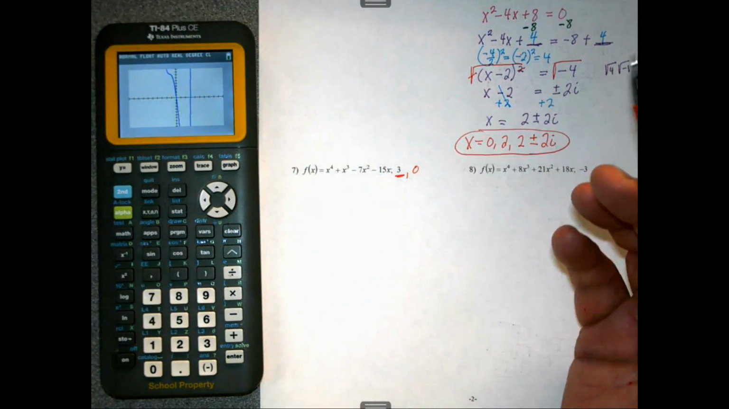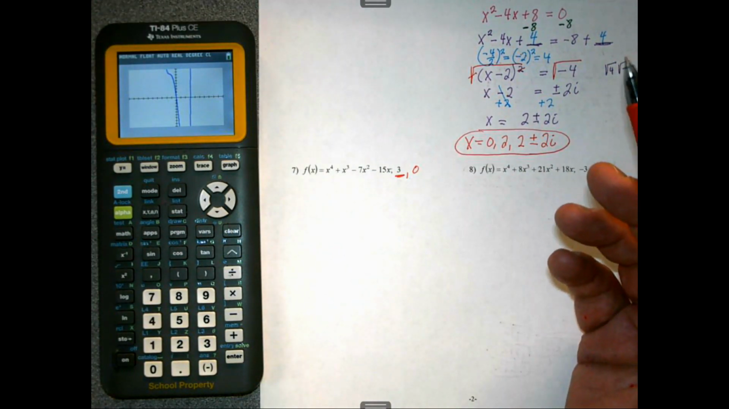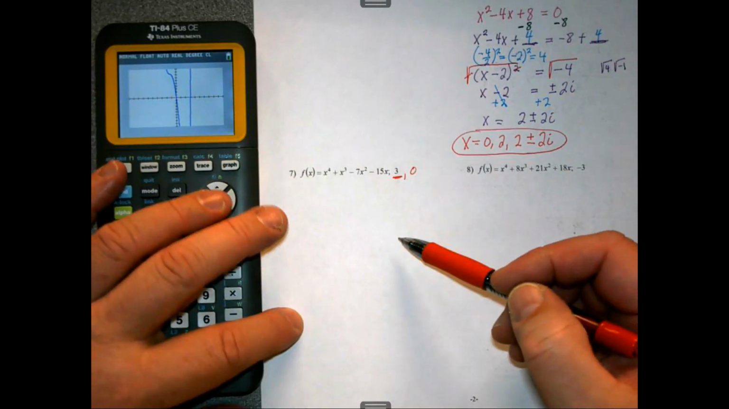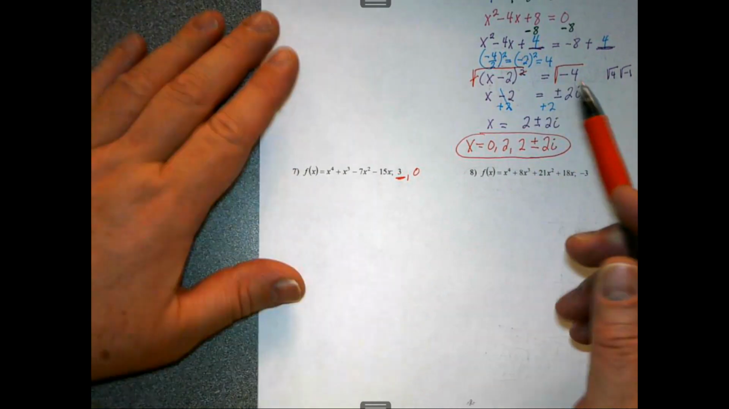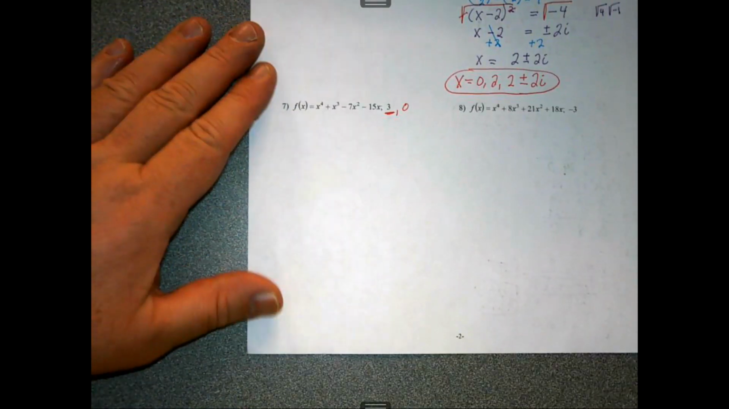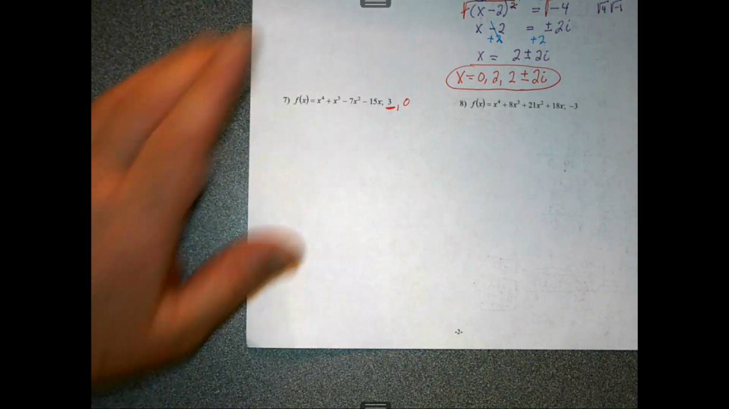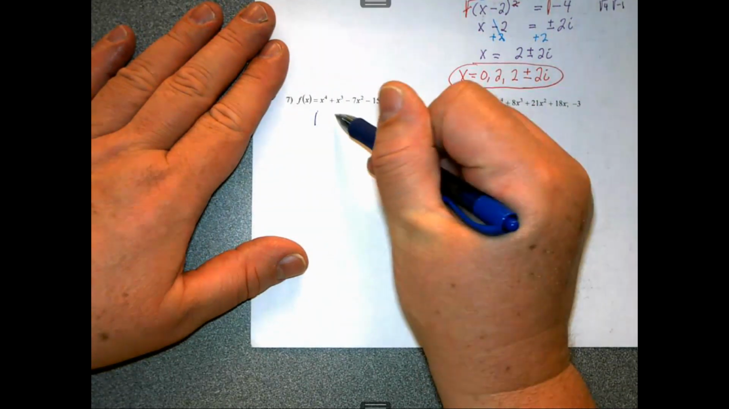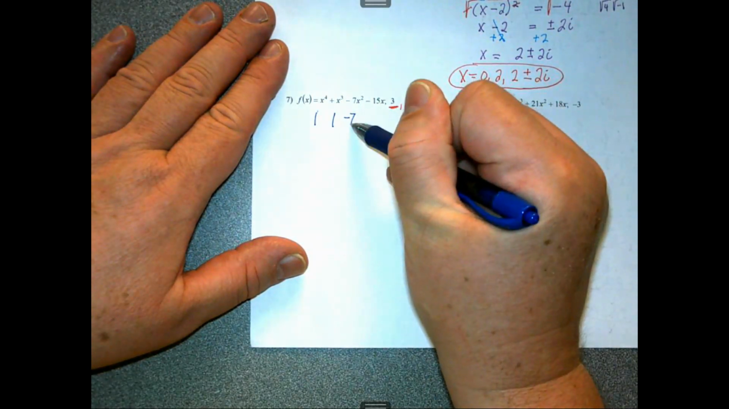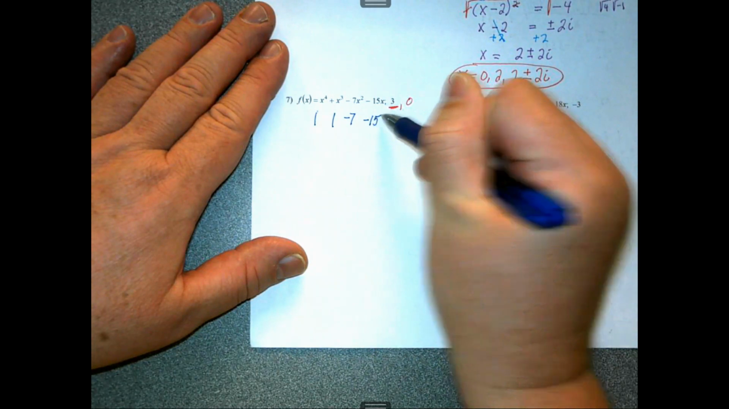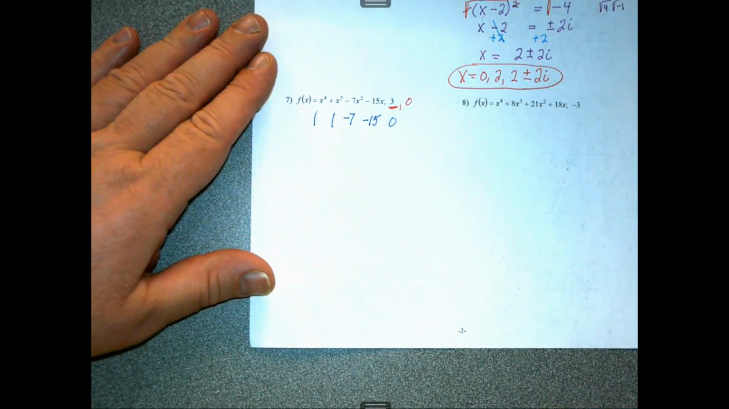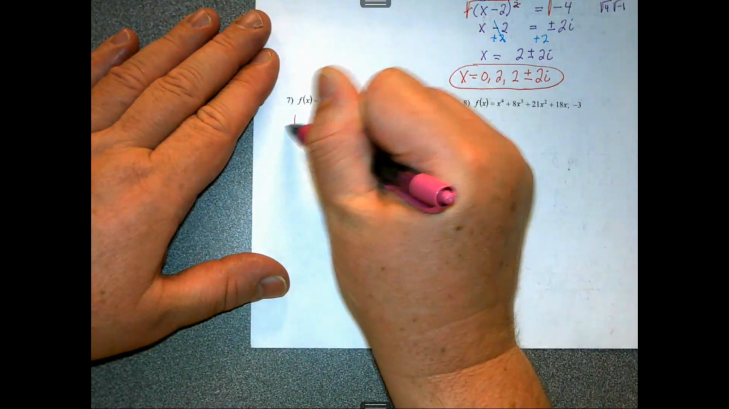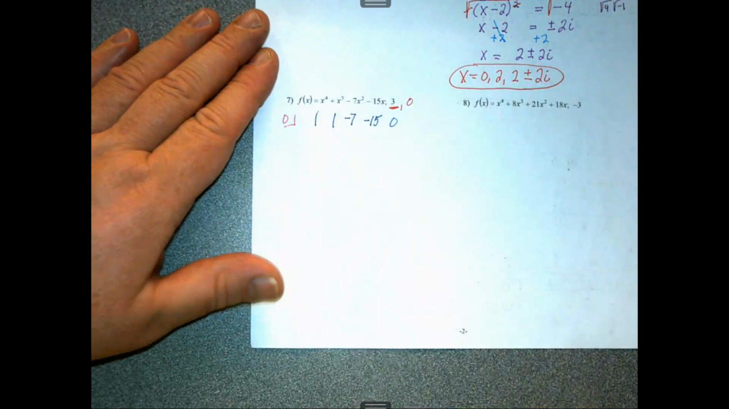So again, I'm going to have 2 imaginary solutions, right? Which means I'm going to have to use quadratic formula or completing the square. This one will use quadratic formula. Okay, coefficients of the dividend: 1, 1, negative 7, negative 15, and my constant 0. I'll use the easy one first, 0.